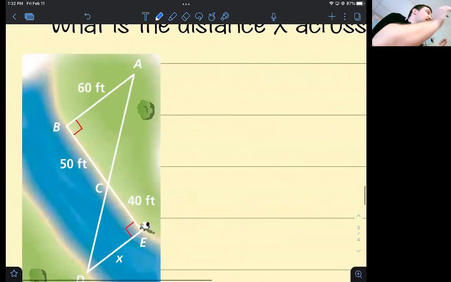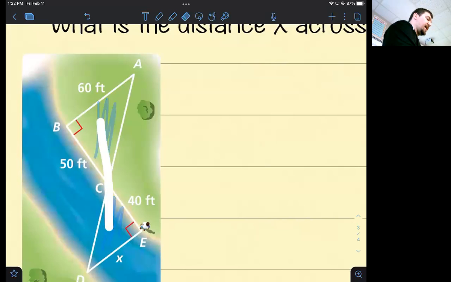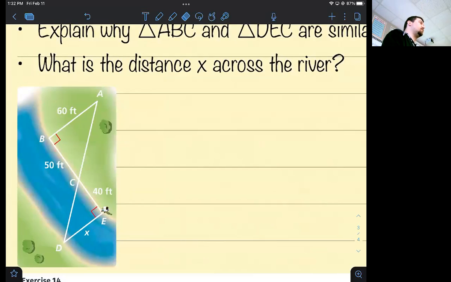So proportions will not work unless you have similar triangles. Can someone explain to me how they know these two triangles, triangle ABC, which is this one here, and triangle DEC, are similar? Take a crack at it, Lizzie. They both have right angles. Okay, that's true. So we've got one matching set of angles. How many matching sets do I have to have? 2, because if I have 2, I'm guaranteed to have 3, right? Okay, where's my other matching set of angles?